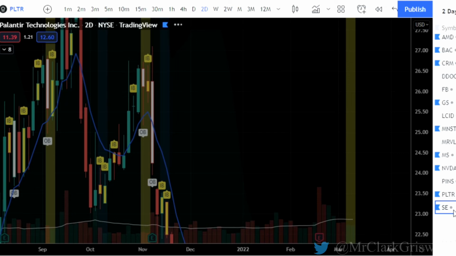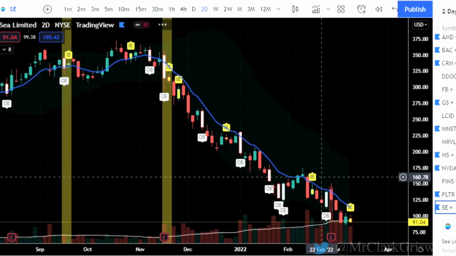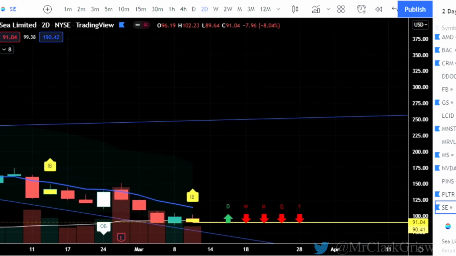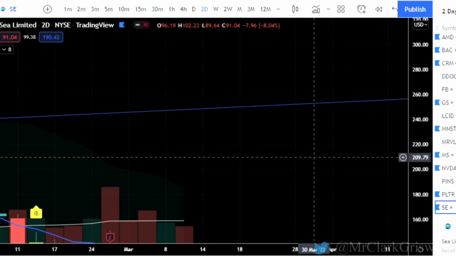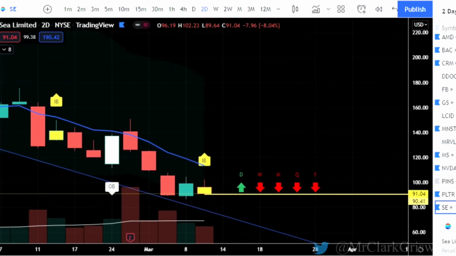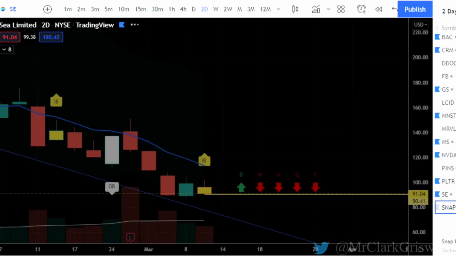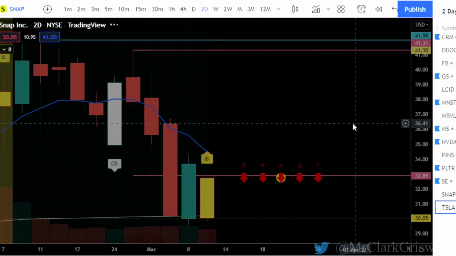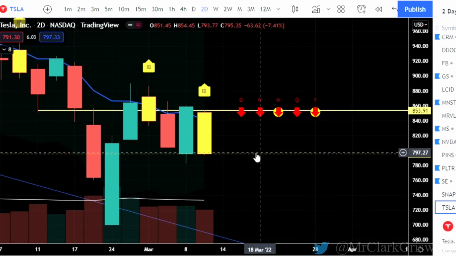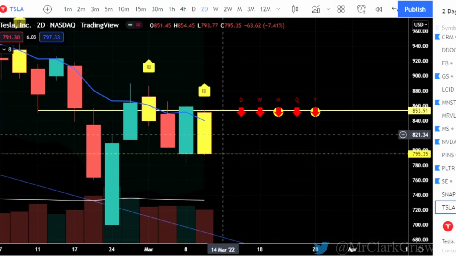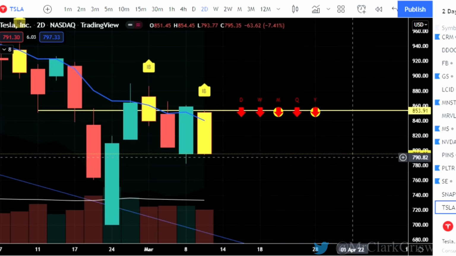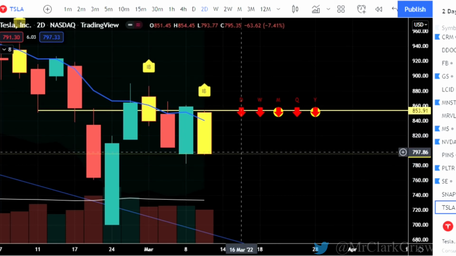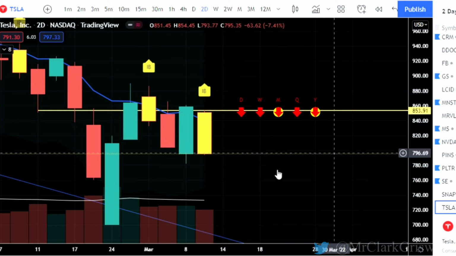Okay, SE, that's Sea Limited. Just gonna make this a little bigger for you guys. Inside bar on SE. SNAP, inside bar, time frame down. Tesla, TSLA is Tesla, inside bar. Tesla has higher premiums. You won't be able to trade these with a smaller account.